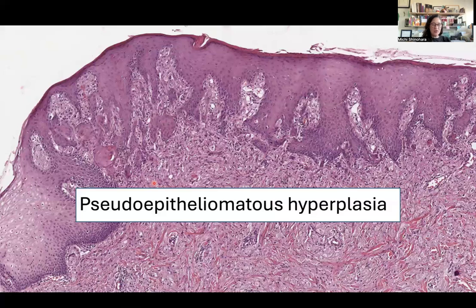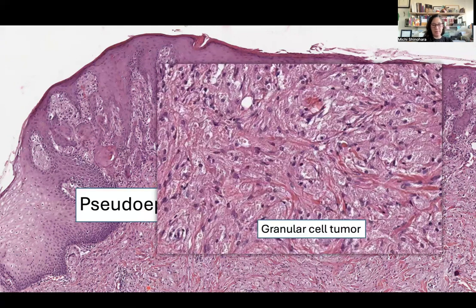Pseudoepitheliomatous hyperplasia, or pseudocarcinomatous hyperplasia, refers to changes of the epidermis that look like squamous cell carcinoma, but generally are not. They often overlie other entities. In this example, the pseudoepitheliomatous hyperplasia overlies a granular cell tumor, but you could also see it as a reactive pattern.